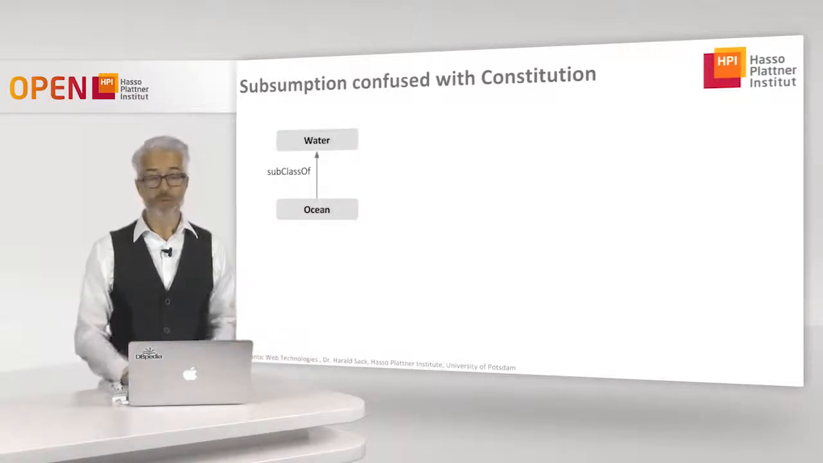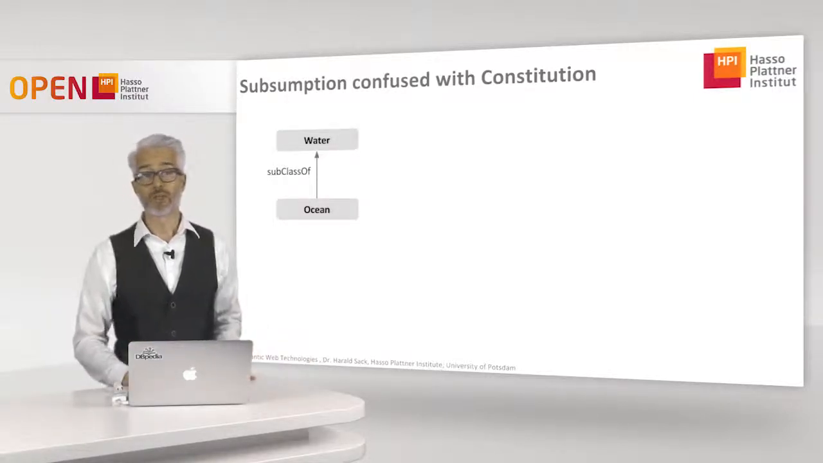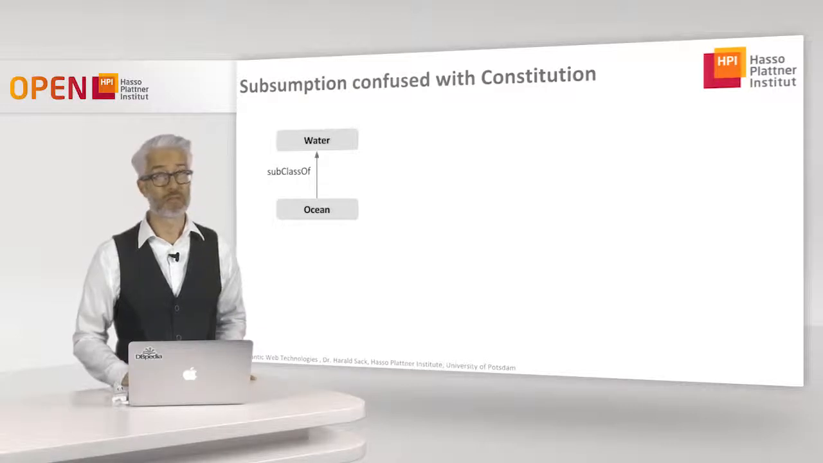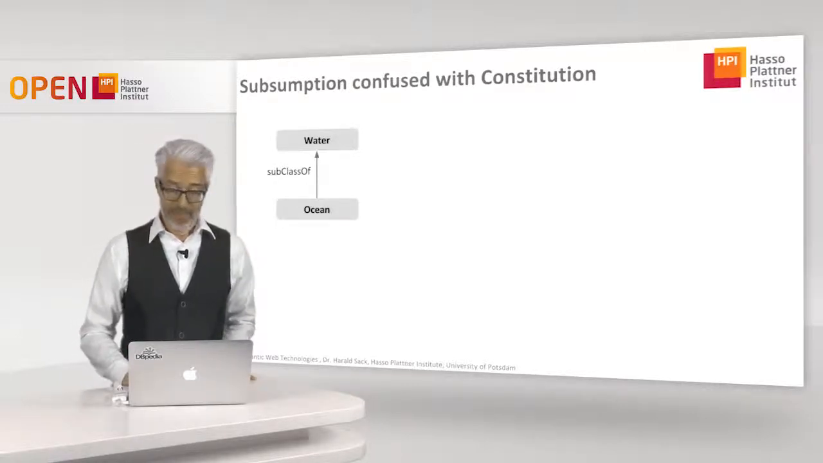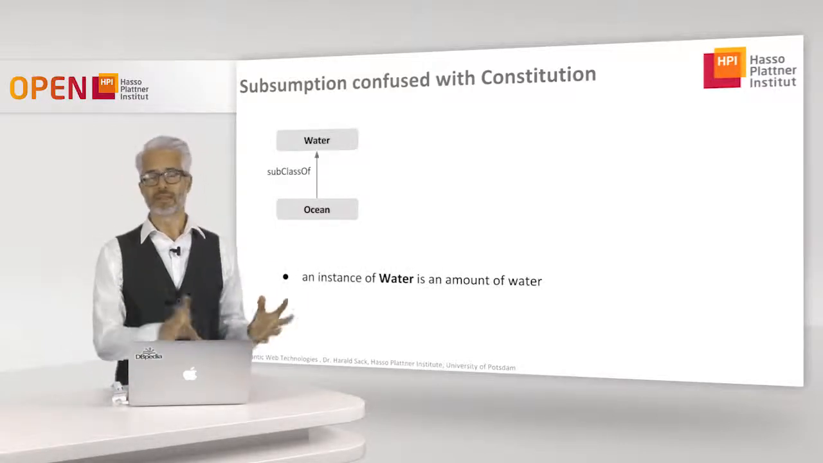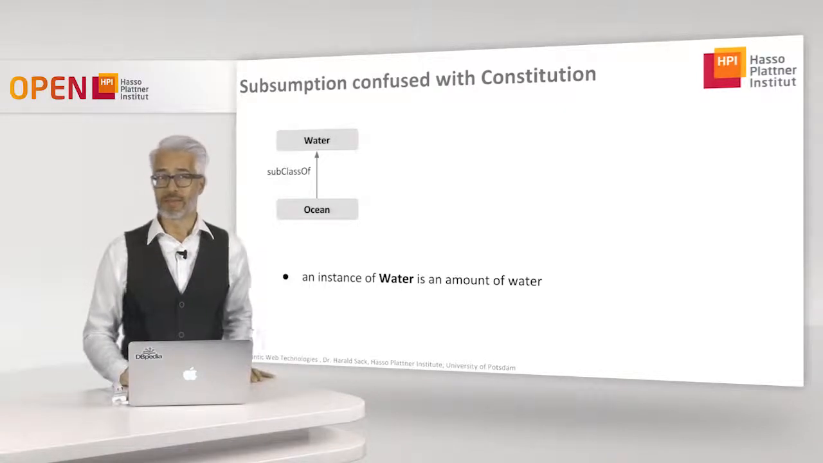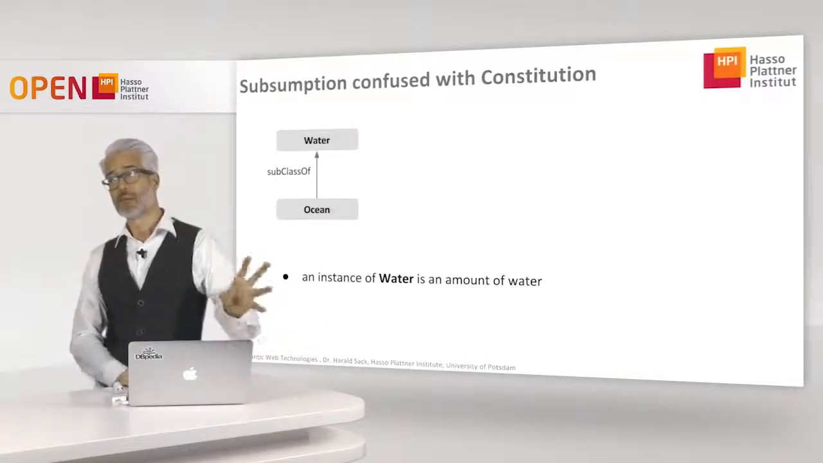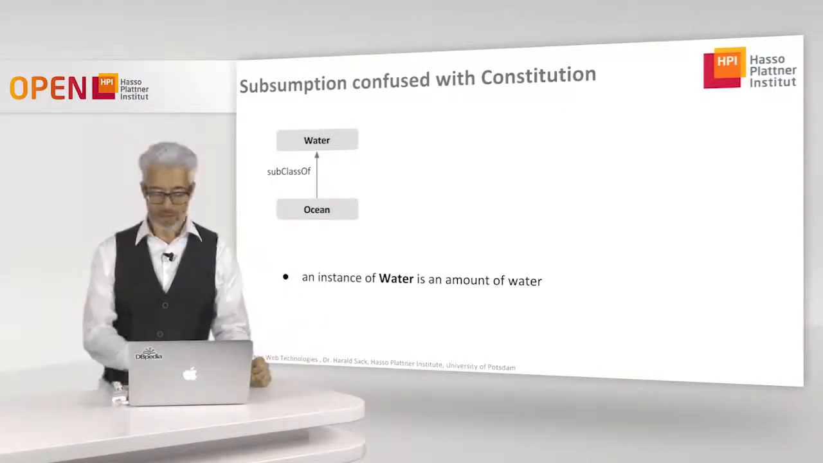Next point, constitution. Here we have the example, ocean is a subclass of water. Yeah, ocean is some kind of water, you would say. But the problem lies deeper. Let's look at instances of these classes. An instance of water would be some amount of water. What is an instance of ocean?